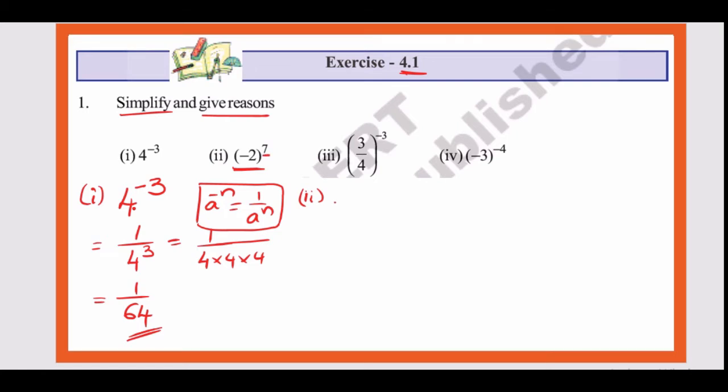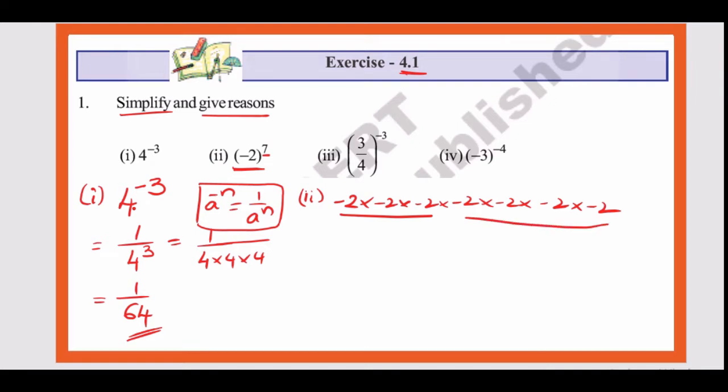So (-2)^7 means -2 into -2 into -2 into -2 into -2 into -2 into -2. So how many times will I get -2? Totally 7 times.